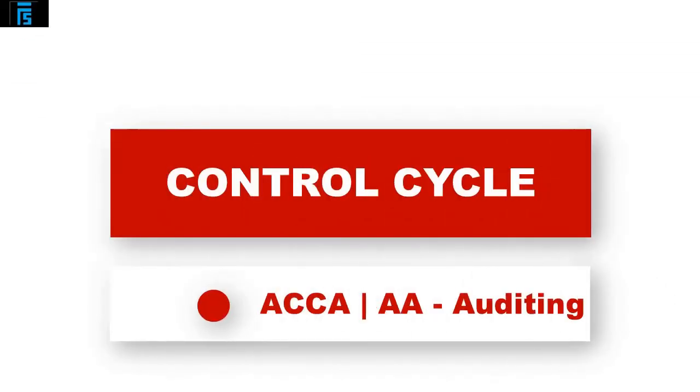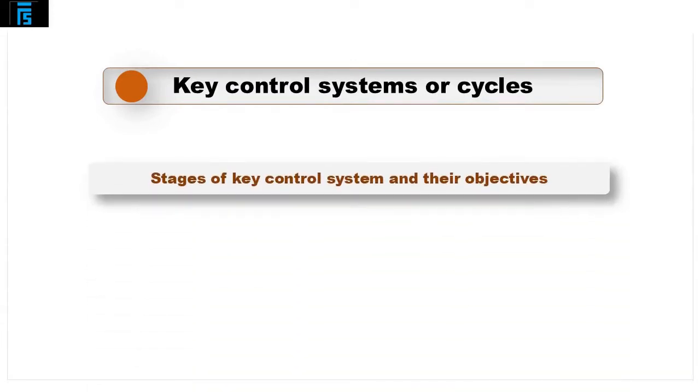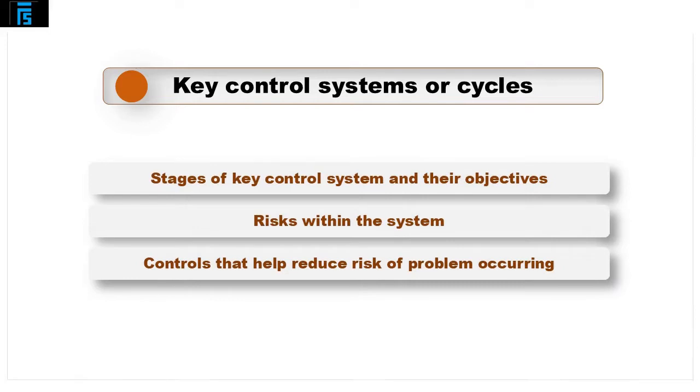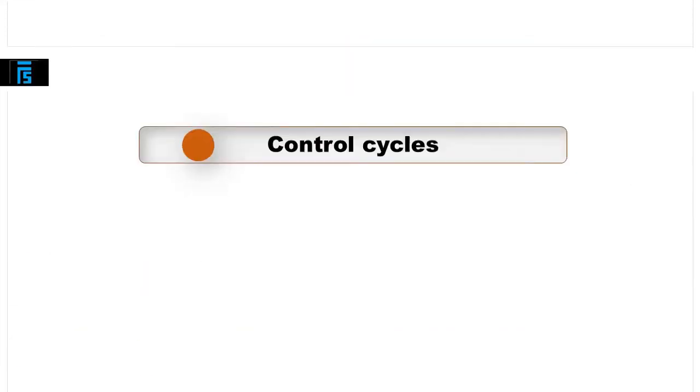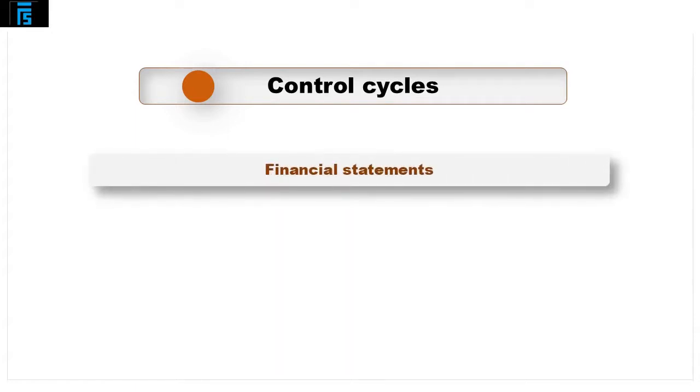This video is going to cover the key control systems or cycles. It has been prepared to help you understand the stages of the key control systems and their objectives, the risks within the systems, and the controls that will help reduce the risk of the problems occurring. The control cycles we are going to cover are the systems linked to the financial statements.